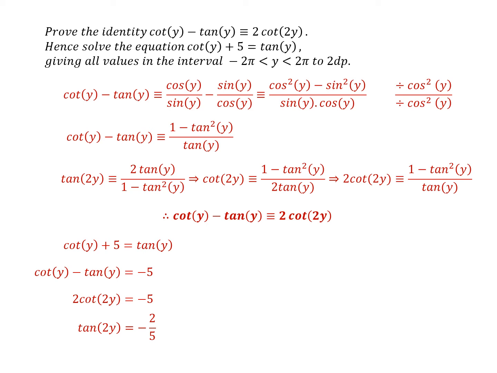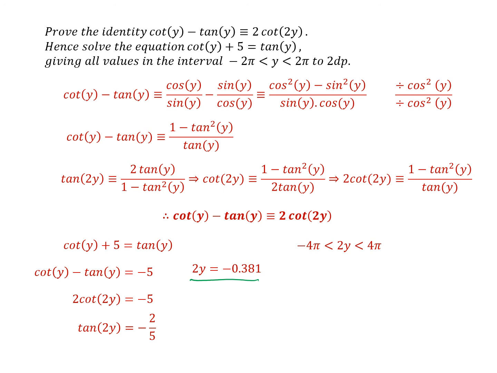Now, the domain on which we are solving this equation is y between minus 2 pi and 2 pi. So that means that 2y is any value between minus 4 pi and 4 pi. So we need to find all the solutions to this equation between minus 4 pi and 4 pi. So the first solution is 2y equals minus 0.381. We're in radians, of course.